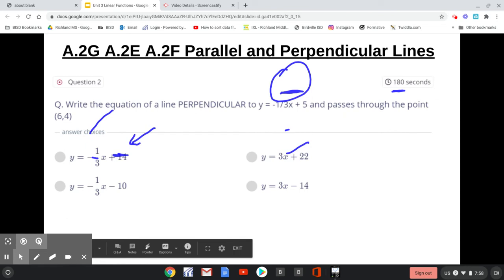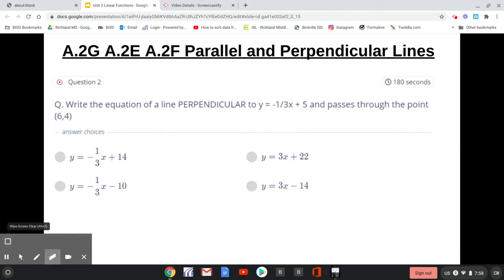Let's look at another one. This one is perpendicular, and therefore that means it is the opposite reciprocal. So that means we have a negative 1/3 x. Well, now we're going to have a positive 3x. Okay, so we're looking for the equation with a positive 3x. And I see one here and here. So we can eliminate these two.